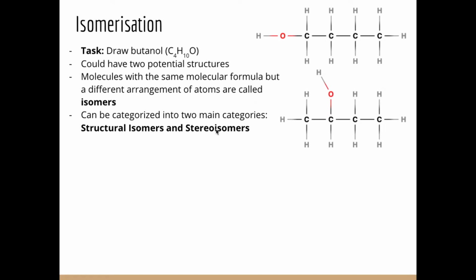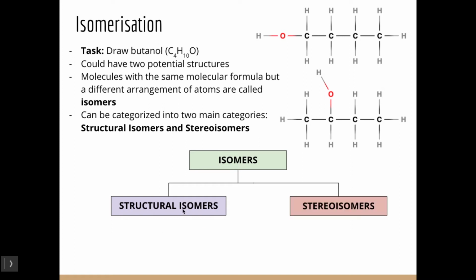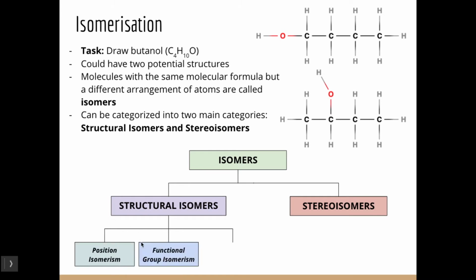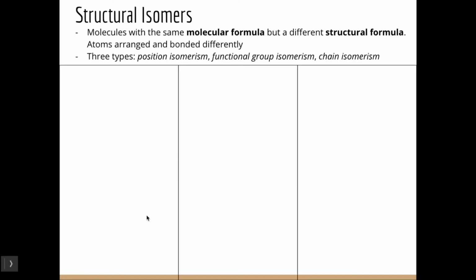We can categorize these into two main categories, called structural isomers and stereoisomers. So isomers have the same molecular formula but a different arrangement of atoms. Within these, we can break them down into even more categories. There are three types of structural isomers: position isomerism, functional group isomerism, and chain isomerism. And there are two kinds of stereoisomers that we're going to look at: cis and trans isomerism, and optical isomerism. So let's look at both of these now, starting with structural isomerism.